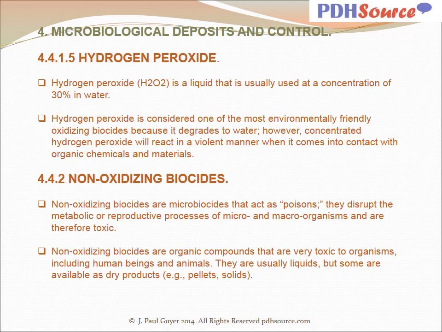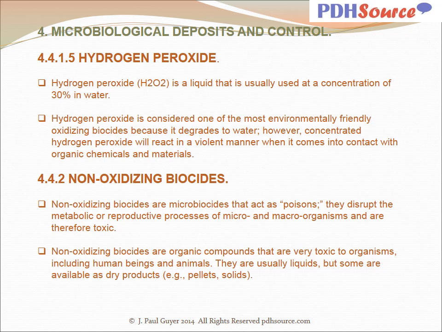Hydrogen peroxide is a liquid that is usually used at a concentration of 30% in water. Hydrogen peroxide is considered one of the most environmentally friendly oxidizing biocides because it degrades to water. However, concentrated hydrogen peroxide will react in a violent manner when it comes into contact with organic chemicals and materials.